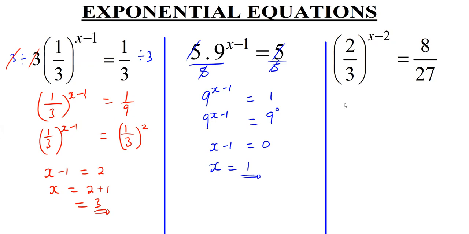What we see is 2 over 3 to the power x minus 2. Here, if we are to expand and express as a product of these factors, this is 2 to the power of 3 over 3 to the power of 3. 27 is 3 to the power of 3. And now we can simply write this.